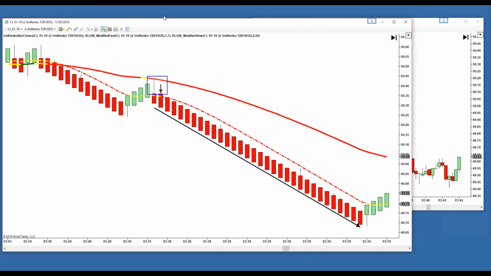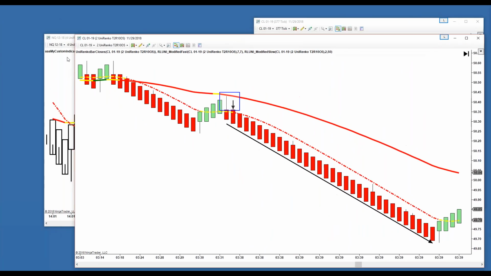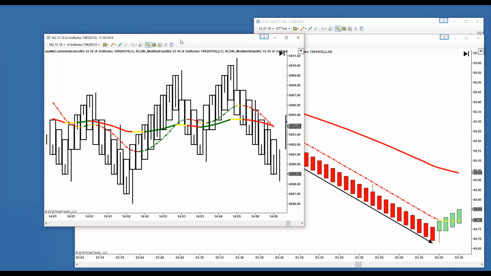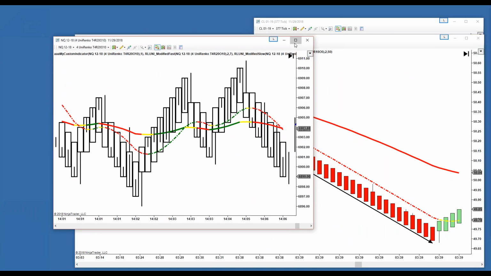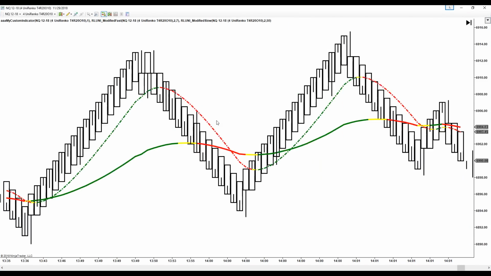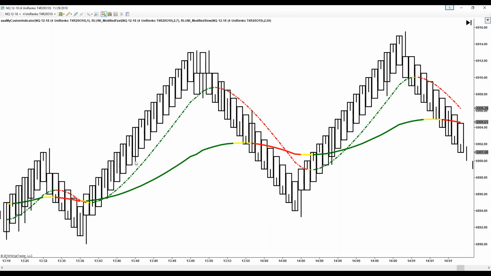And this is without a doubt the easiest of the Unorenkos to trade. It's the hybrids that show you the inside of the candle and show you where price is at any given time.